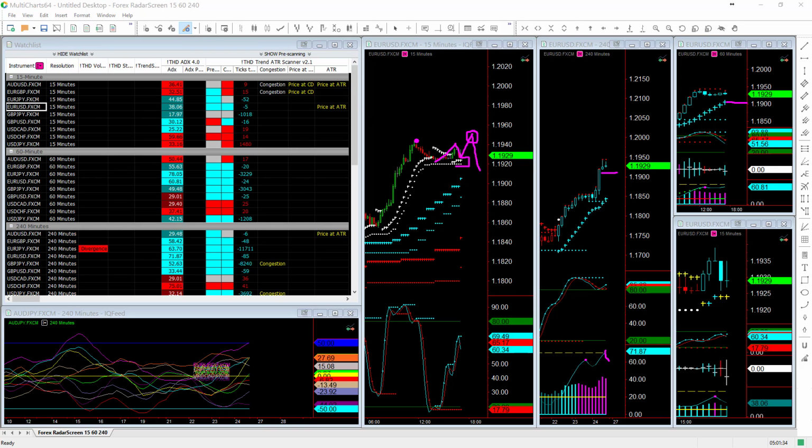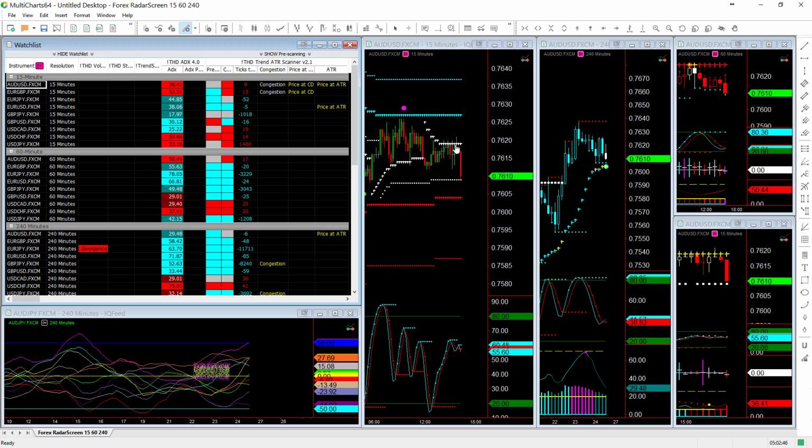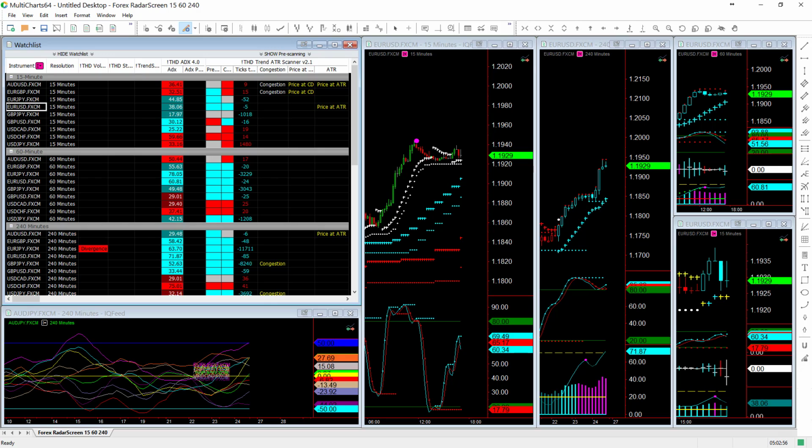Now, using the scanner, you know everything that is at an ATR. All of my entries are at an ATR going into the higher time frame. So if we click on the Aussie dollar, you can see this was your entry here. It was highlighted here first, okay? On the Euro US dollar, you are at an ATR.